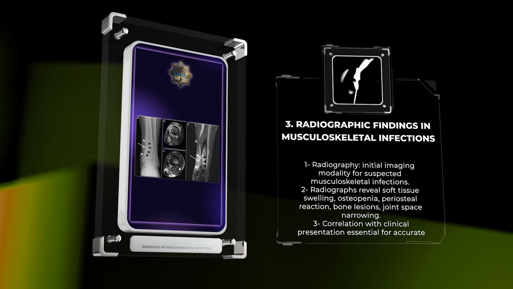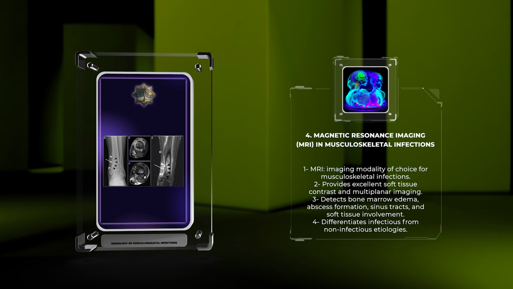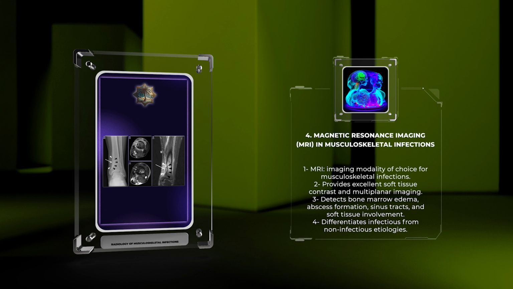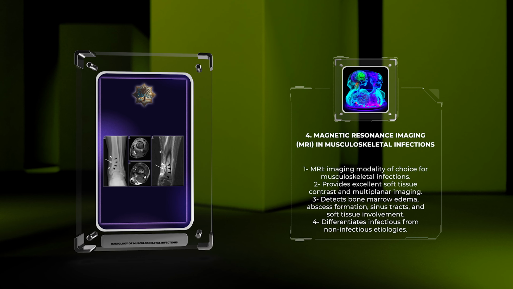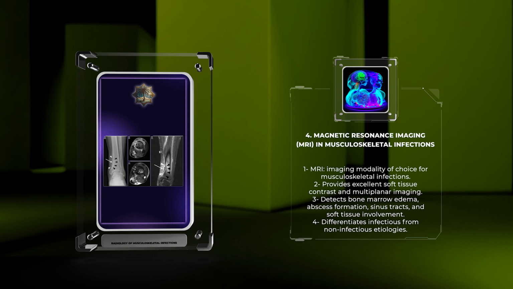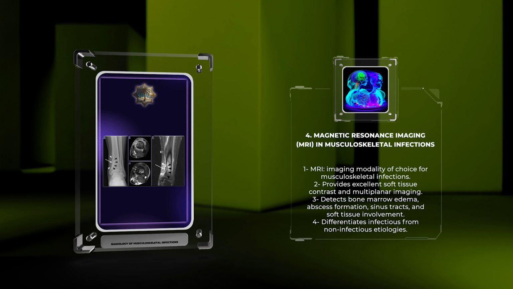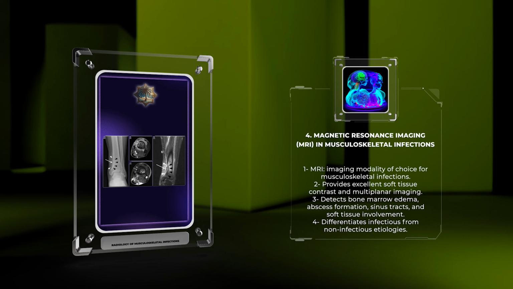MRI is considered the imaging modality of choice for the evaluation of musculoskeletal infections. It provides excellent soft tissue contrast and multiplanar imaging capabilities, allowing for the detection and characterization of deep-seated infections. MRI can demonstrate bone marrow edema, abscess formation, sinus tracts, and soft tissue involvement. It also aids in differentiating infectious processes from other non-infectious etiologies.